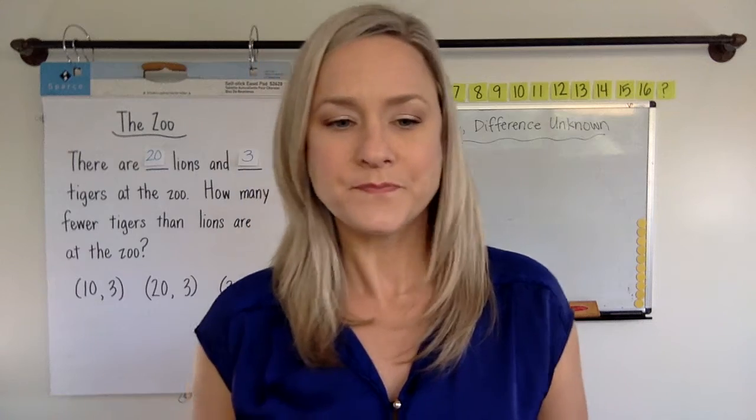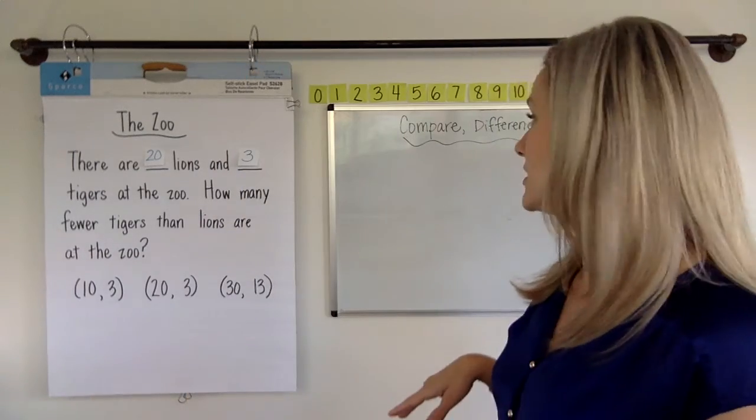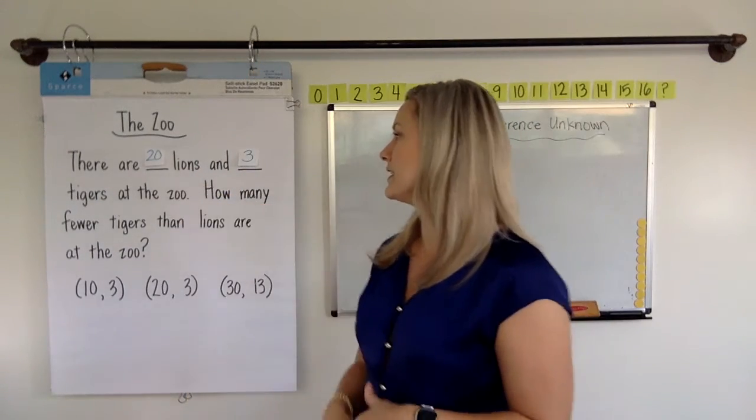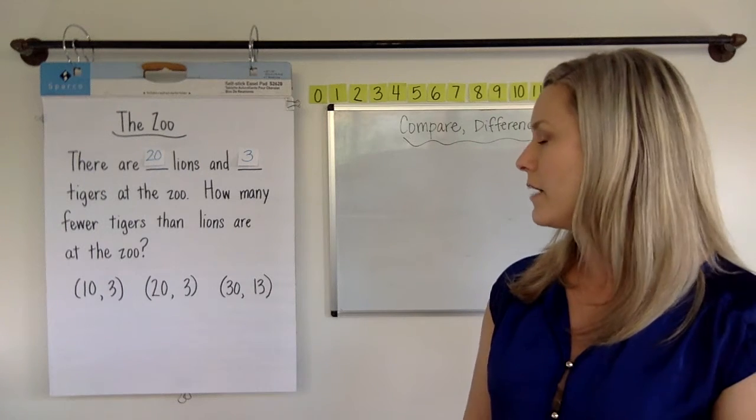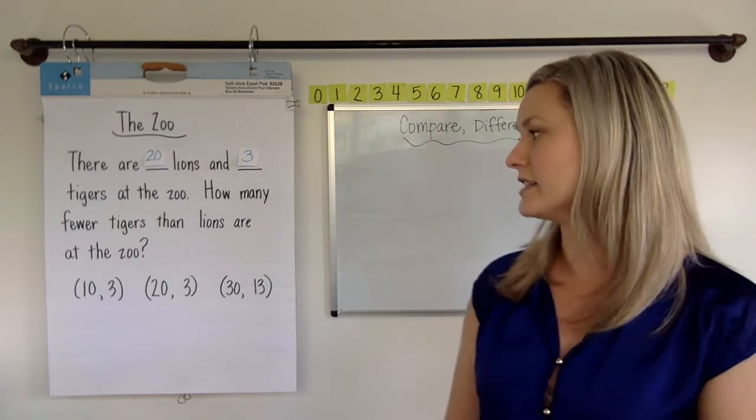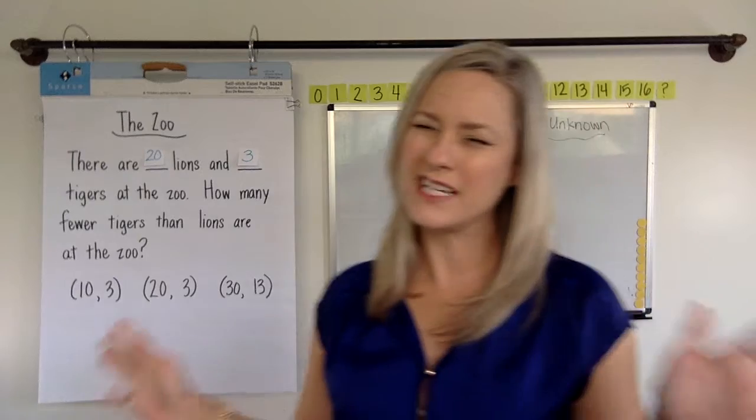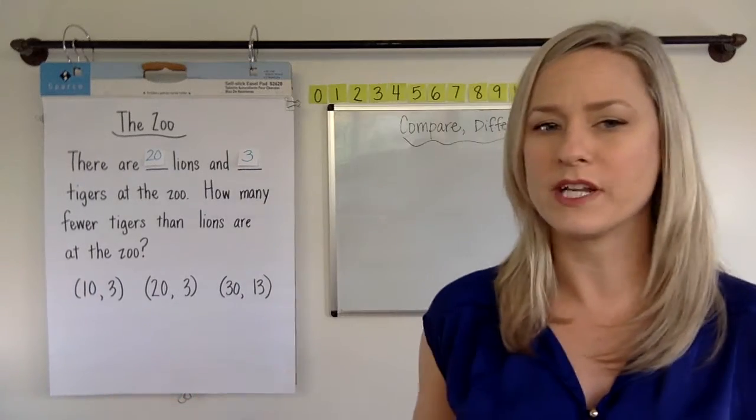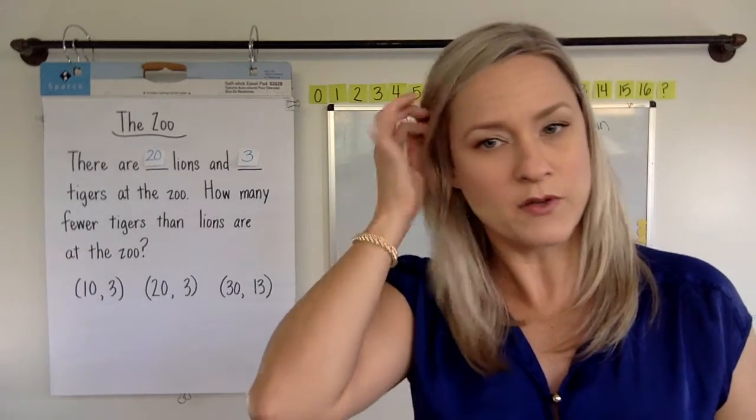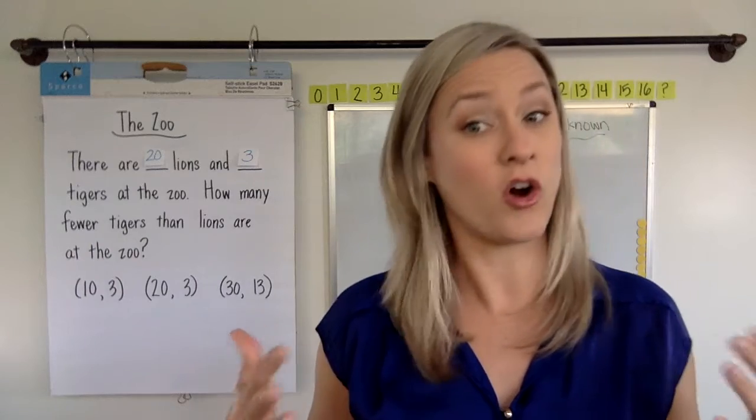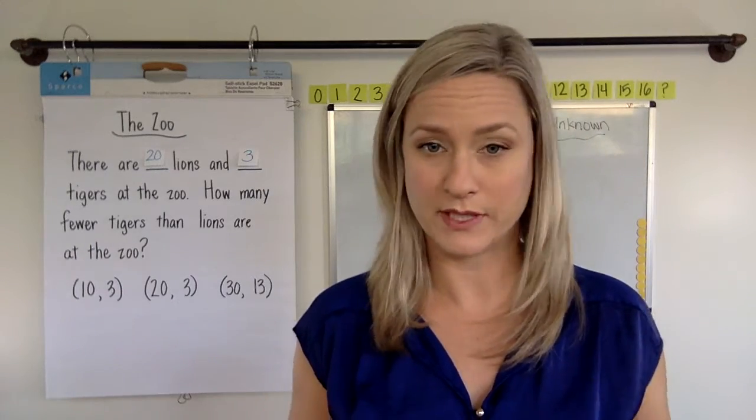So here we go. This story is called The Zoo. There are 20 lions and 3 tigers at the zoo. How many fewer tigers and lions are at the zoo? Might seem fairly easy, but the wording is a little tricky, and you might find that this is harder for your child than you thought it would be.